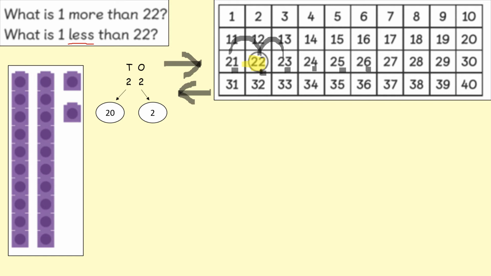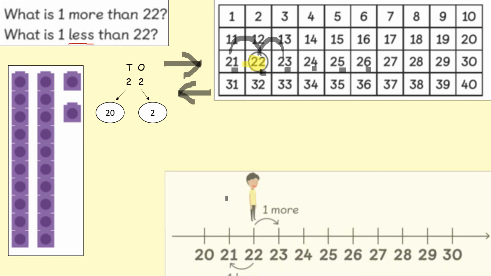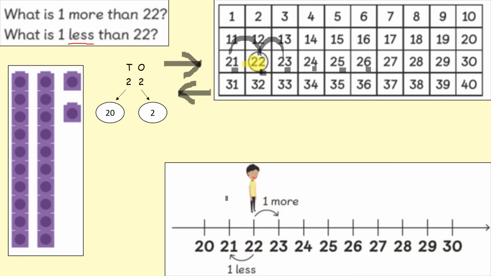And it's the same on our number line. Can you see, children, that we've found 22 on our number line? We do 1 jump this way, 1 more, we land on 23. So 1 more than 22 is 23. And if we do 1 less, we go back, it's 21. 23 is 1 more than 22, and 21 is 1 less than 22.